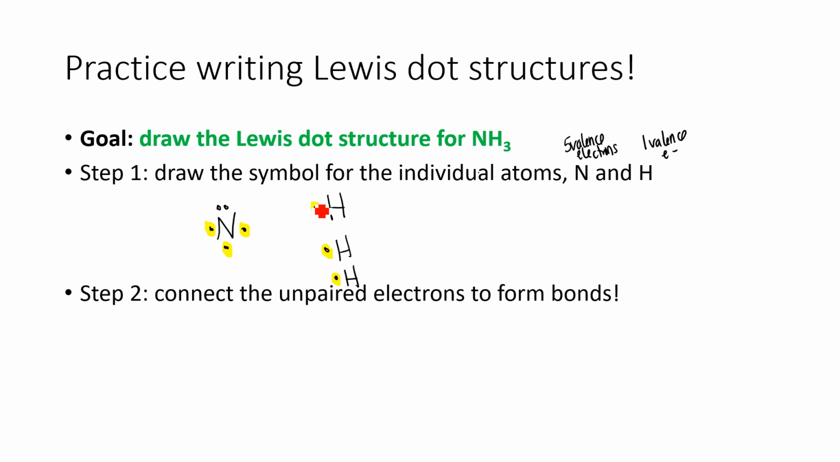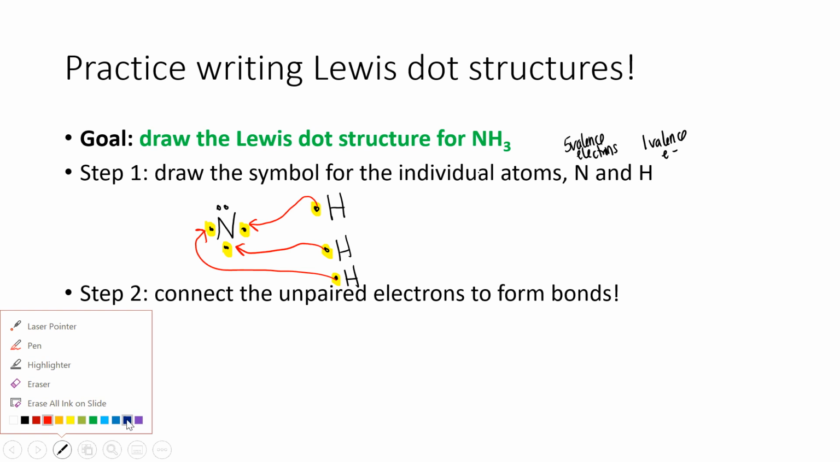So what's going to happen here is each of these unpaired electrons on hydrogen can come over here and pair up with one of these electrons over here on the nitrogen. So when we form these bonds, it's like we are connecting these unpaired electrons to form a pair, and then that is your bond, is that pair of electrons that those 2 atoms are sharing.